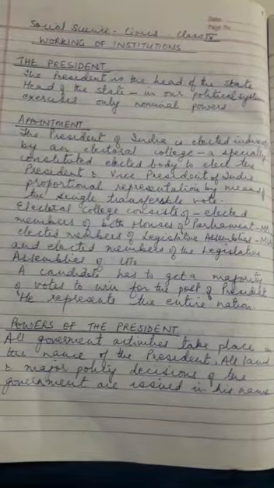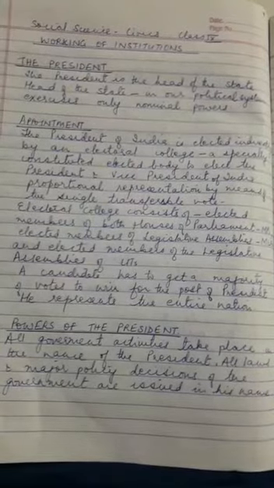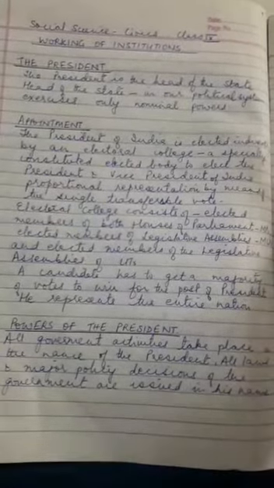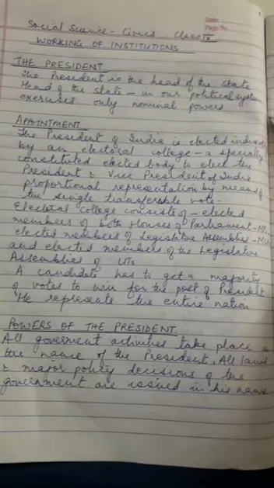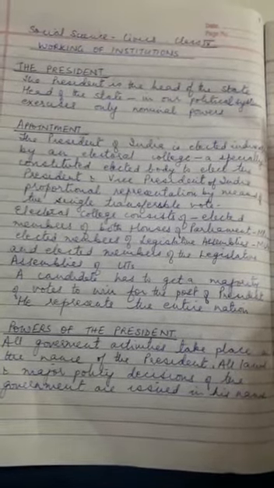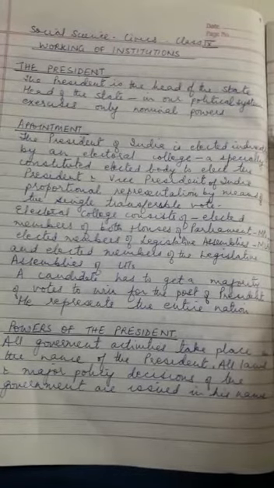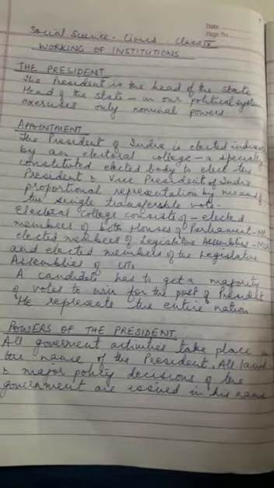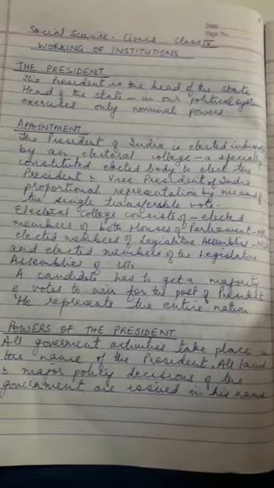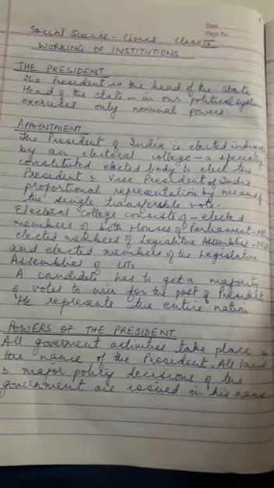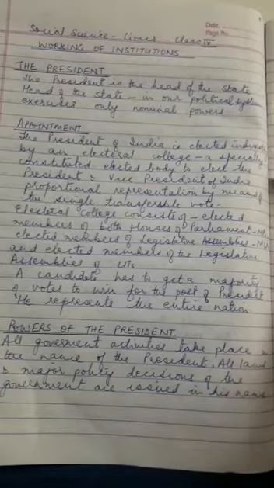Today in social science, in civics, class 9, we continue the lesson on the working of institutions, and today we discuss the president. The president is the head of the state. In our political system, he exercises only nominal powers, because all the other policies are implemented by the Prime Minister and his Council of Ministers.